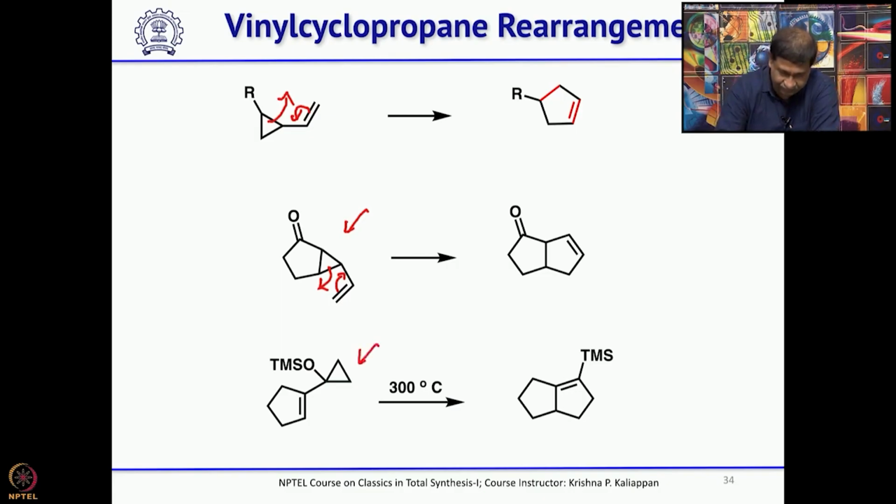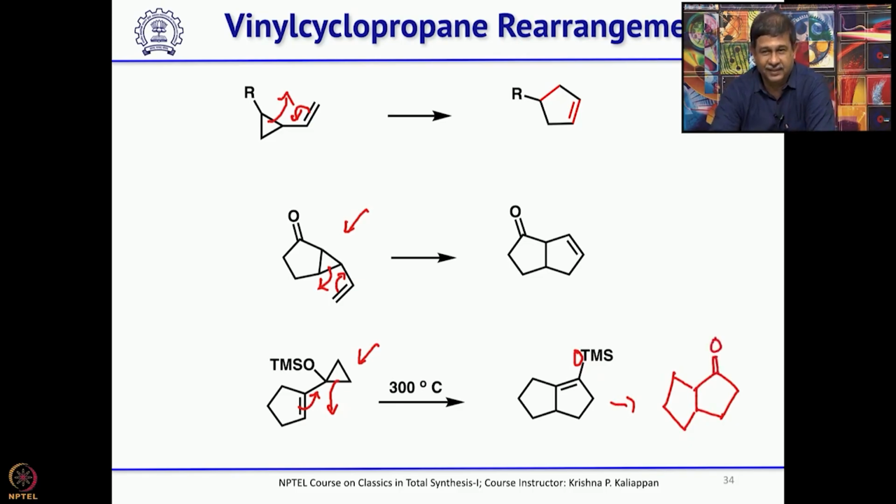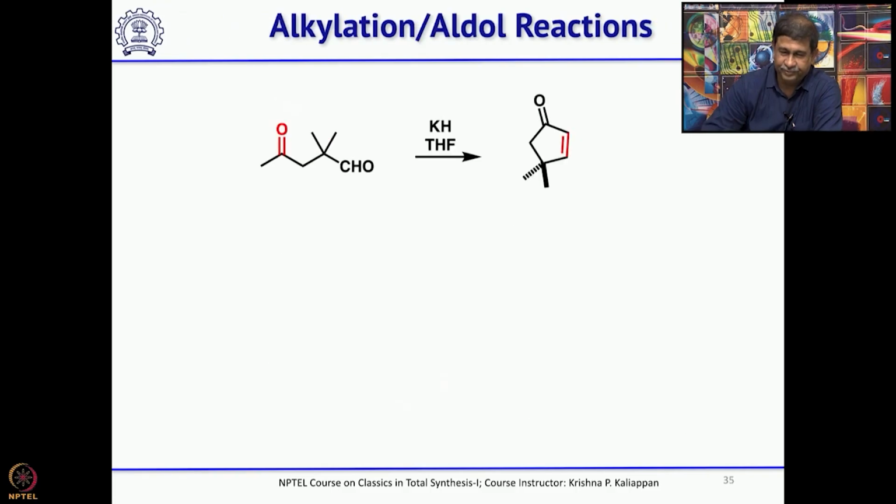This is another interesting example where you have a cyclopropane attached to a double bond, and the double bond is part of a 5-membered ring. This will give you this enol TMS ether, and one can hydrolyze this with acid to give the corresponding ketone, a diquinane having a carbonyl group. So, this vinyl cyclopropane rearrangement has also been used to make at least 2 5-membered rings, if not 3 or 4. Then the standard reaction which is routinely used for making 5-membered rings is the aldol reaction.